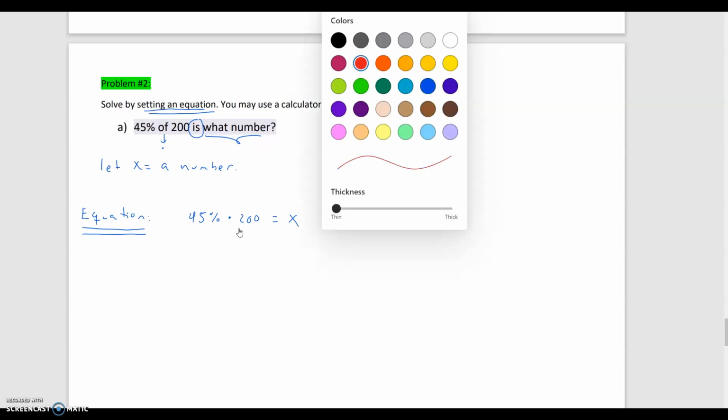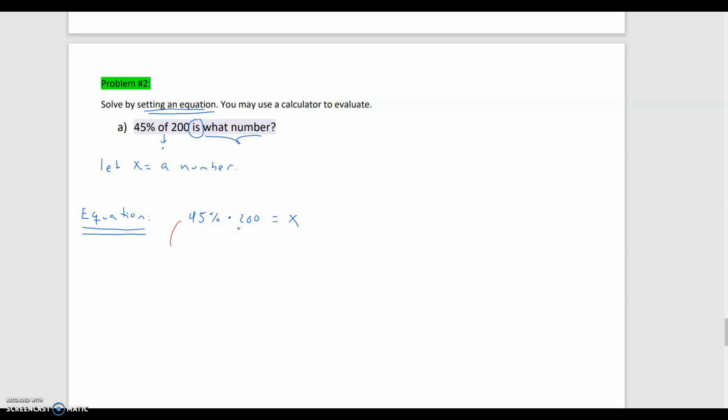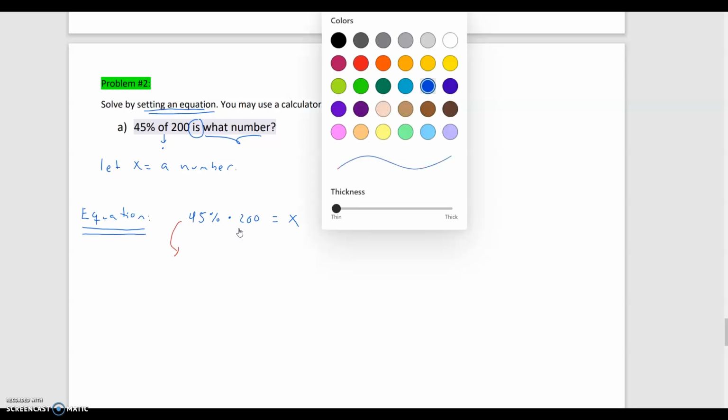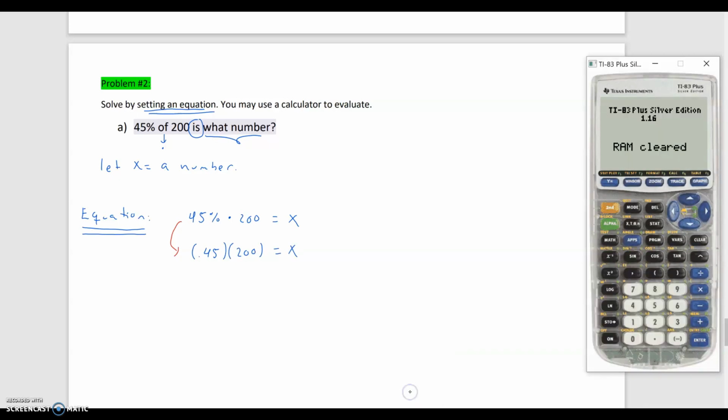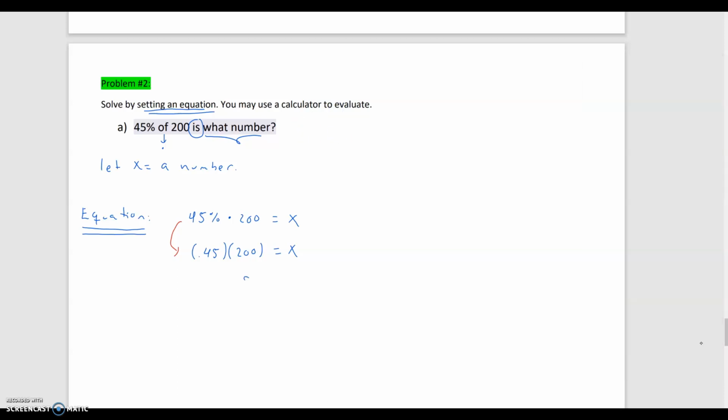Before we evaluate, let me express 45% as a decimal. So in this case, 0.45 times the value of 200 is equal to x. Then let's punch it into the calculator. 0.45 times 200 is going to give us 90. So for this one, 90 is equal to x.